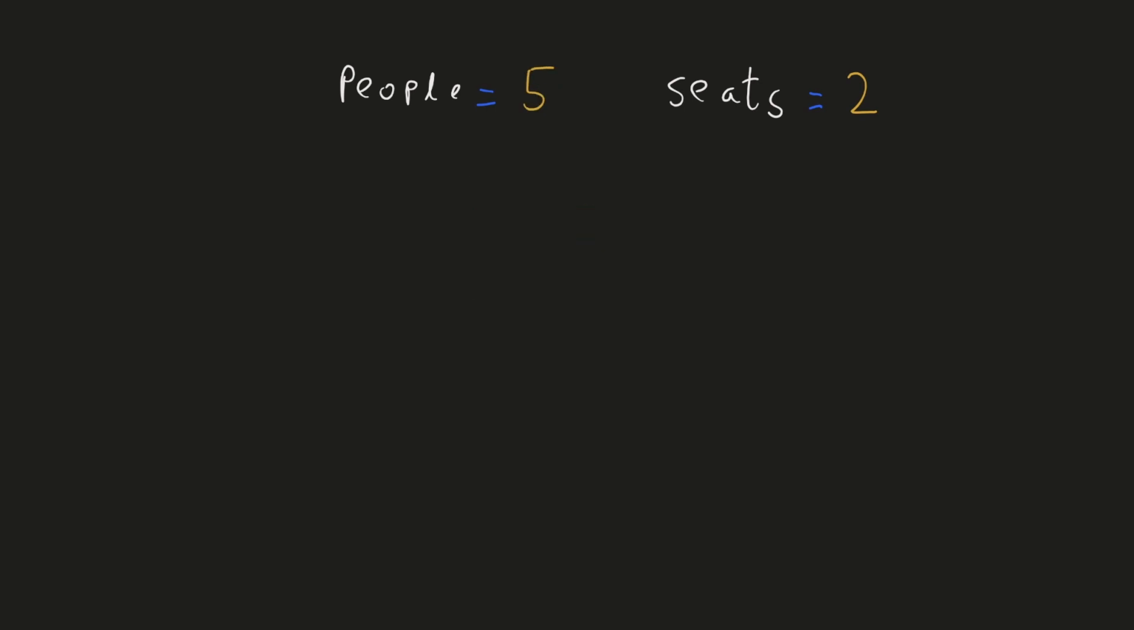Let's take the example where the number of people is 5. 5 divided by 2 is 2.5. There cannot be 2.5 cars, hence we'll be needing 3 cars. We could use the ceil function to get the number of cars.